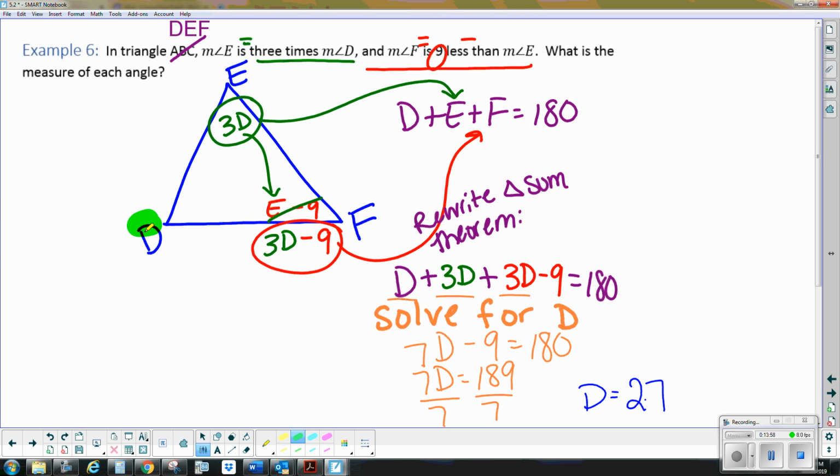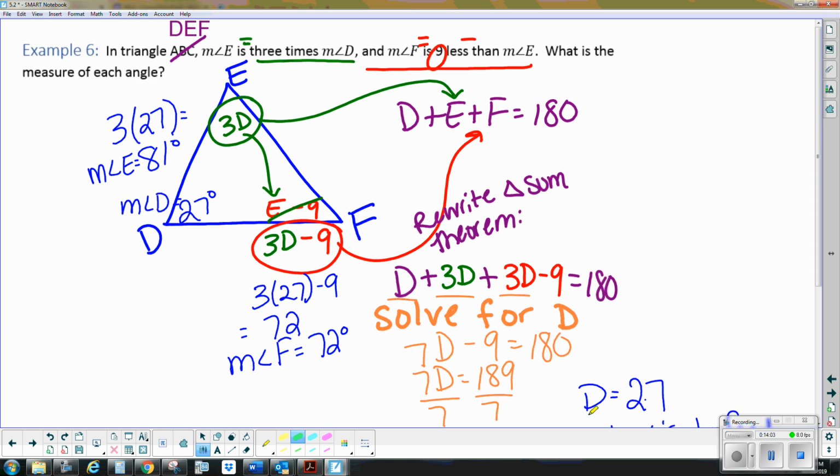So now I know this angle is 27 degrees. So I'm going to plug 27 in for D in angle E. So instead of 3 times D, I have 3 times 27. And when I multiply 27 by 3, I get 81. So I know that the measure of angle E is equal to 81. Now that I have solved for E, I know that the measure of angle F is E minus 9. So E is 81. I'm going to subtract 9. And when I do that, I get the measure of angle F is equal to 72.